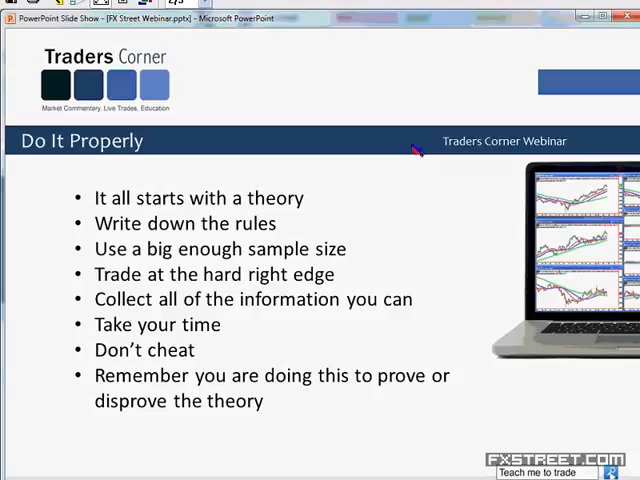So it all starts with a theory. You can look at your charts, you go back, you spot some patterns, and you come up with some sort of a theory, whether it be, I believe the trend is my friend and I want to buy the pullbacks in the trend, or I want to buy the high highs and sell the lows in a trend. Whatever it is, you need to come up with an idea that makes sense to you.